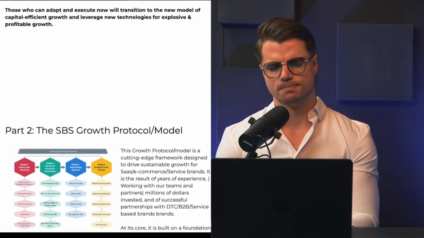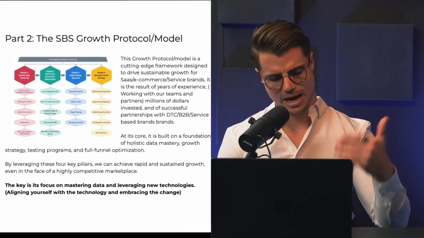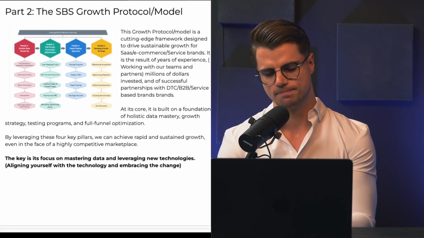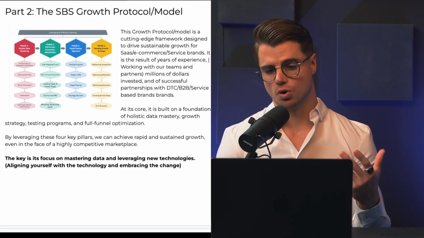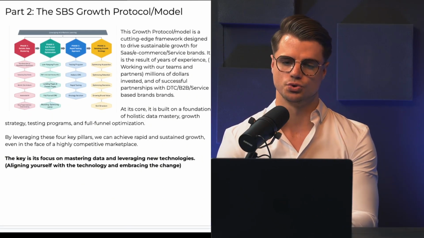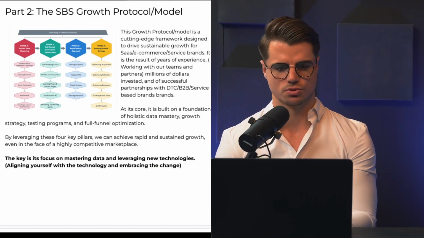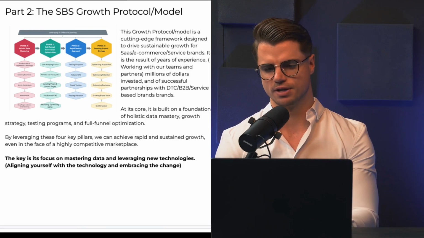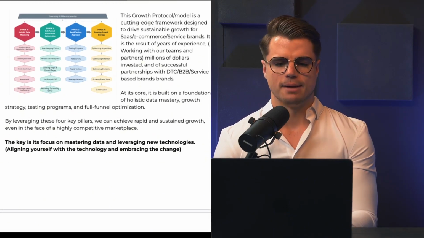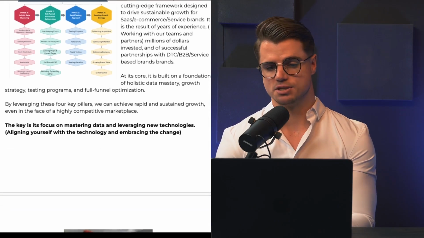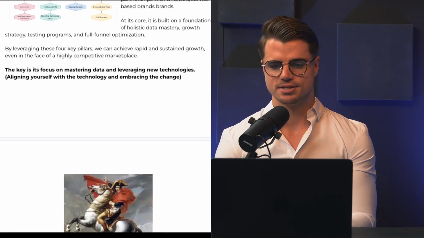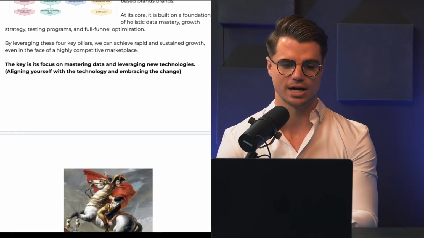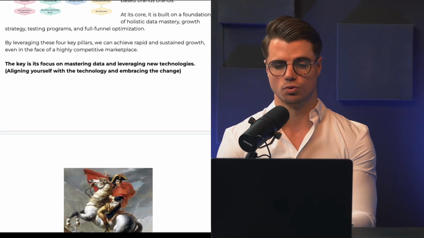However, there are a few other things, but that basically just leads down to collecting the data, analyzing the data, and then into part two, which is the growth model. What does your growth model look like? So the growth model, or protocol in this case, is a cutting-edge framework designed to drive sustainable growth for SaaS or e-commerce or service-based brands, mainly focused on results over the years and on what we've experienced. Working with our team and partners, and obviously many dollars invested in successful partnerships with D2C brands and service-based brands, at its core it has built the foundation of holistic data mastery, growth strategy, testing programs, and full funnel optimization.